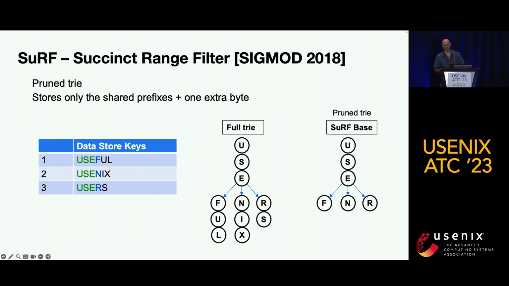So now let's delve into SuRF. SuRF is a succinct range filter based on a pruned trie. In its basic variant called SuRF-Base, SuRF prunes the trie and saves the shared prefix along with 1 extra byte. For example, consider a dataset with the words useful, USENIX, and users. These words share a common prefix of 3 bytes, and SuRF stores the 3-byte prefix along with 1 extra byte. During a query, SuRF traverses the pruned trie, and if the last match is a leaf, the filter returns a hit, and if the last match is an internal node, the filter returns a miss.